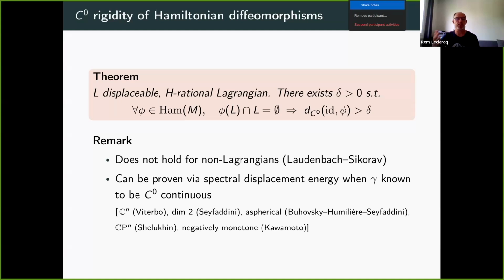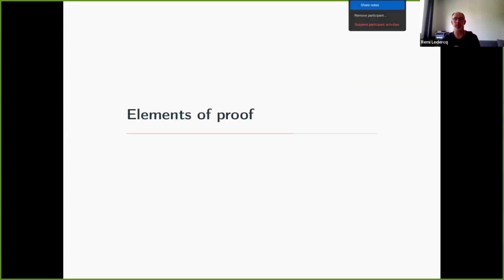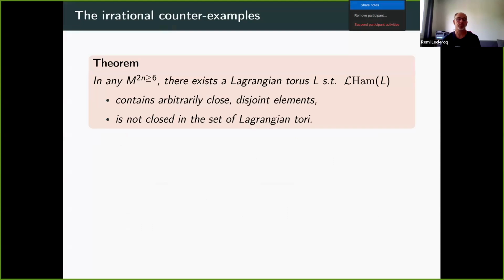And so when gamma is known to be C0 continuous, then you can prove the same thing. And you can do this in more and more spaces, but it's not yet completely general here. So now I'm going to give you ideas of the proofs, except if there are questions. Okay, elements of proof.